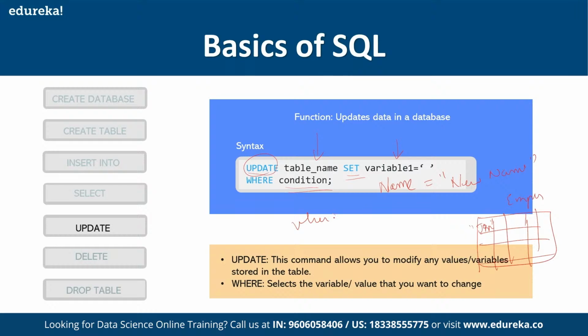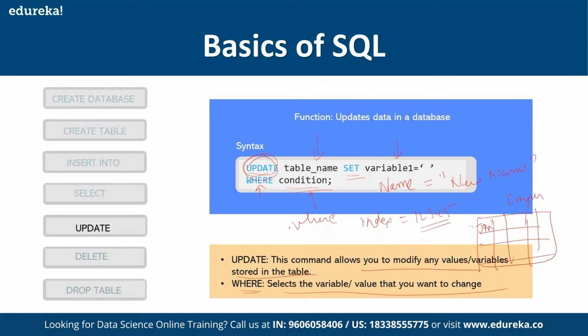Where, let's assume index is equal to 1, or employee ID is equal to 12345, which means I want to change the name of my employee whose employee ID is equal to 12345. So in this way I can update the records once I have created them in my database table. So this command allows us to modify any values or variables which are stored in the table. Okay, and where, here I've used, it selects a variable or a value that we want to change.